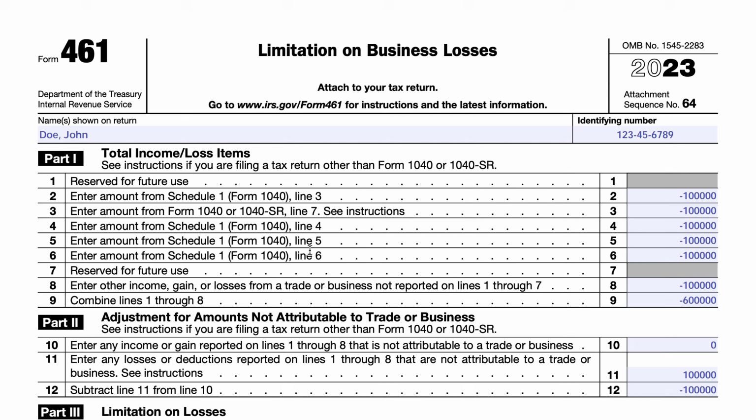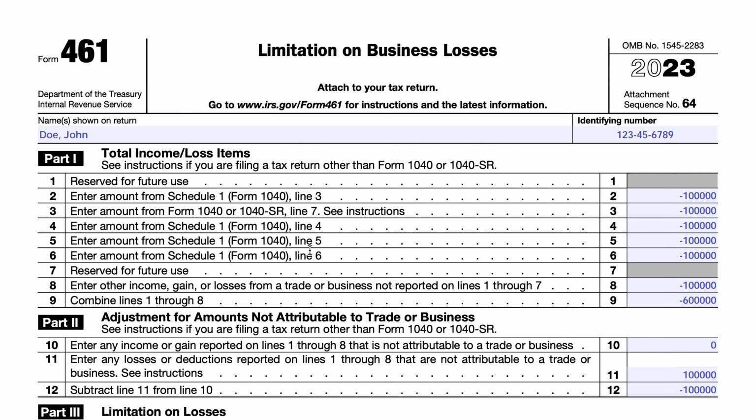Line 5, this is your Schedule E income or loss. So residential or rental real estate, royalties, partnerships, S corporation income. So anything that's reported to you on a K1 generally from those sources, you would be completing Schedule E, and then this trickles down into line 5.